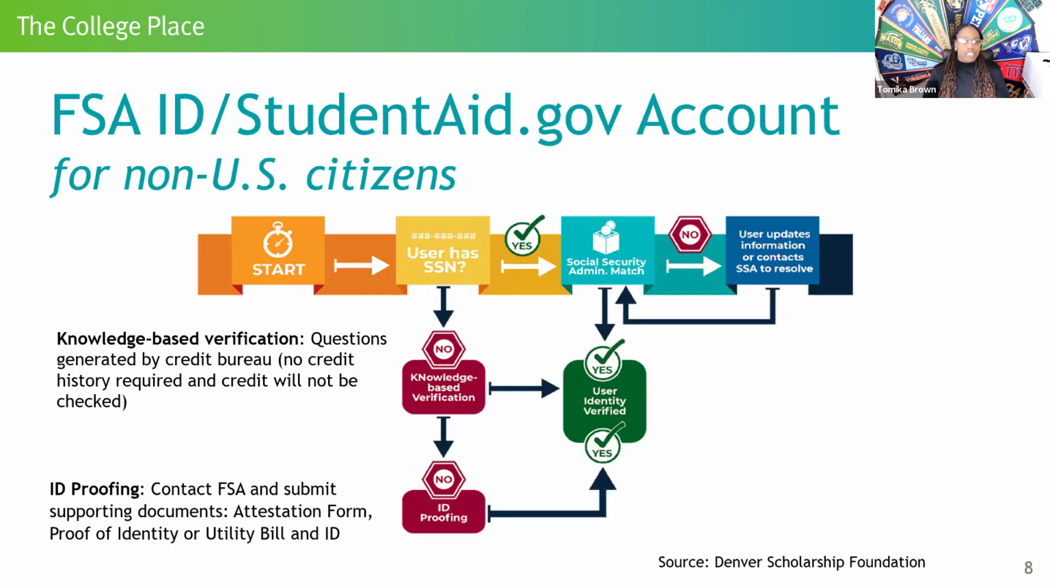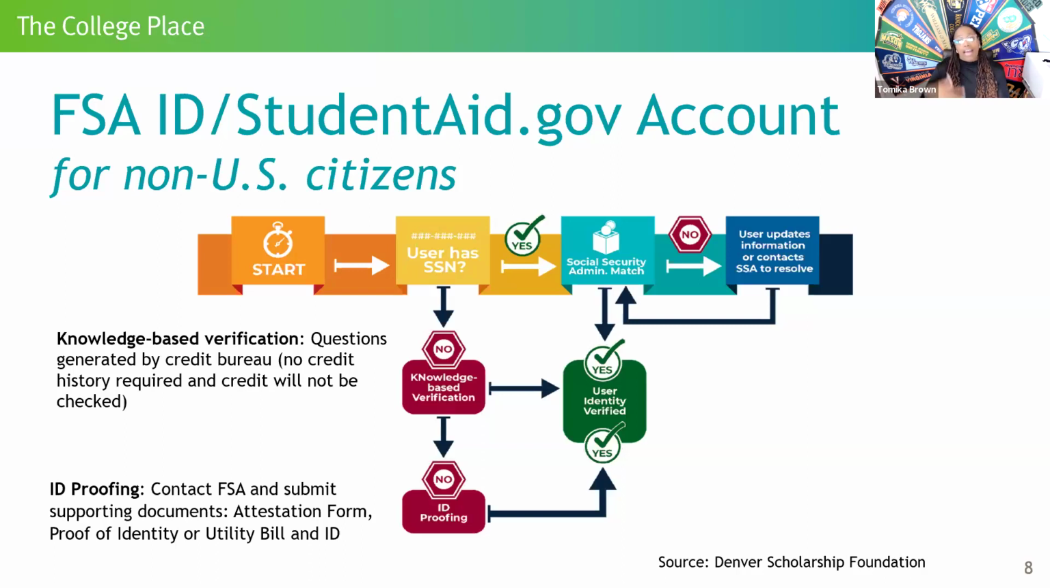What is that? Questions generated by TransUnion, the credit bureau, based on that particular person's kind of accounts that they have created here in the US. This does not require them to check their credit history, or no credit will be checked. They're just pulling information to be able to ask questions to verify this person's ID. If they are able to satisfy that verification process, then great.